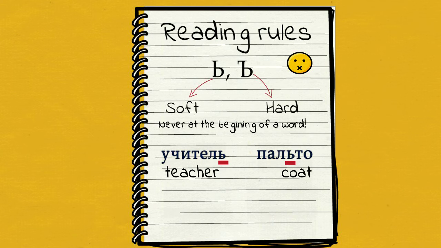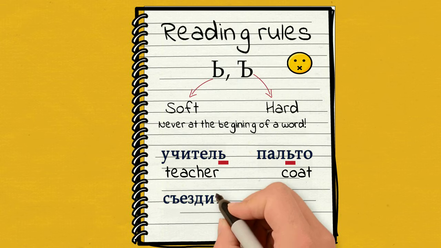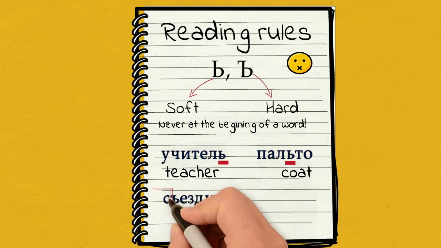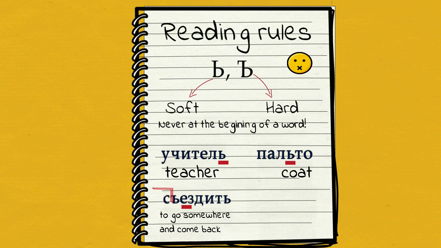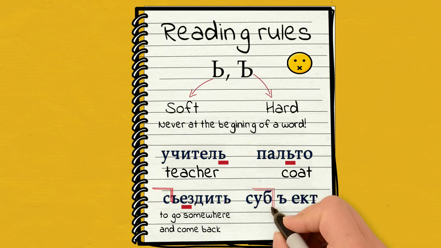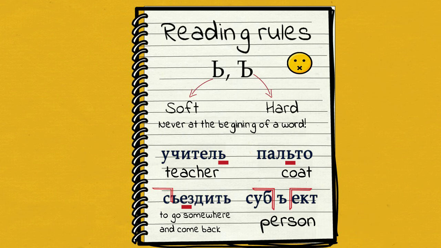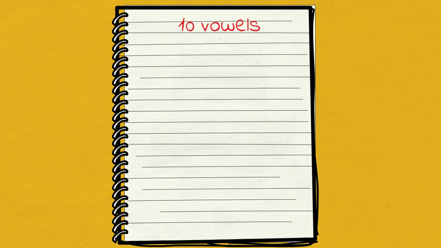Its most usual function is to separate a prefix ending in a consonant from a word stem beginning with a vowel letter. For example, съездить. The hard sign may also be used within a word stem to separate syllables from one another. For example, subject. There are 10 vowel letters in Russian.